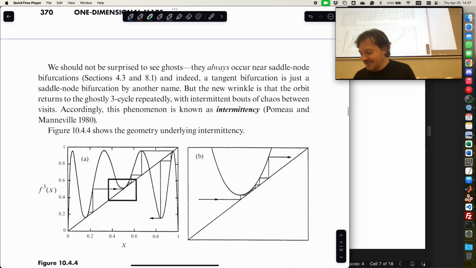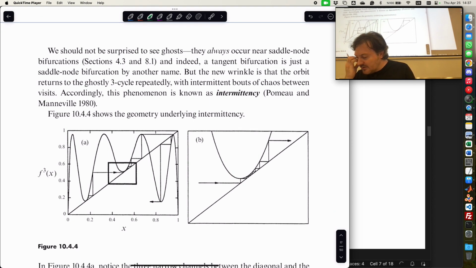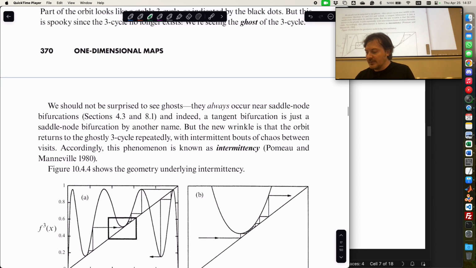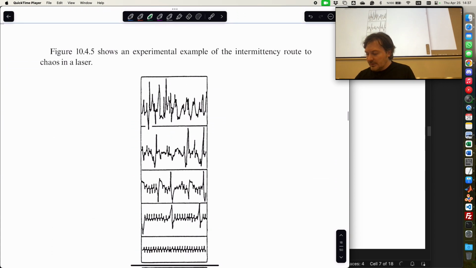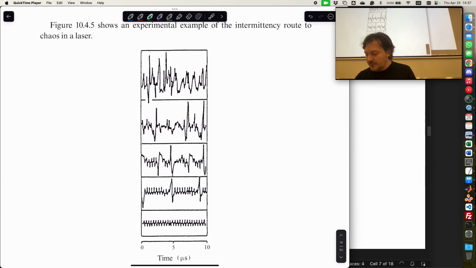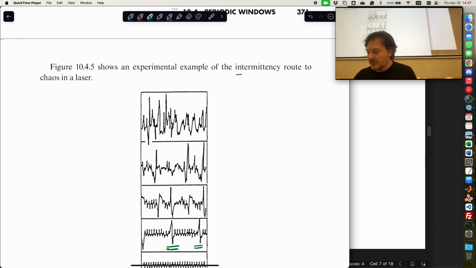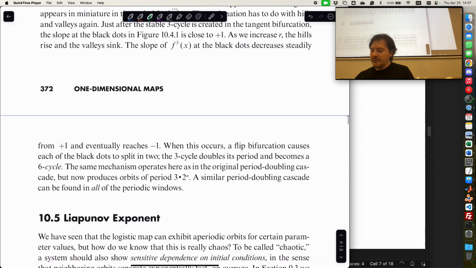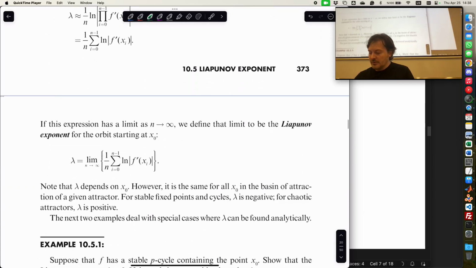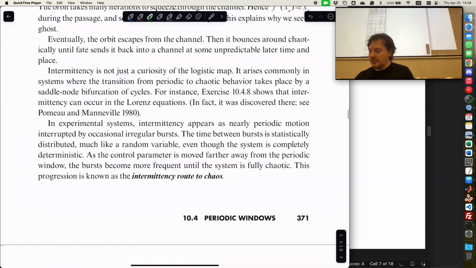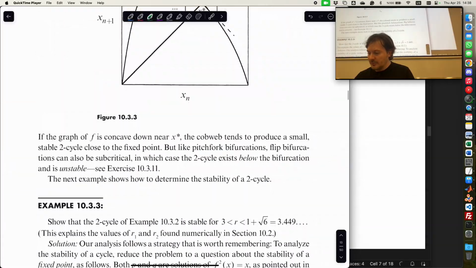But in any case, this is also a part where you have this intermittency, meaning that things go rather in an ordinary way, except for some burst of activity in between. So that's another way of going towards chaos. It's called the intermittency route to chaos. But we will focus on the period doubling route to chaos.